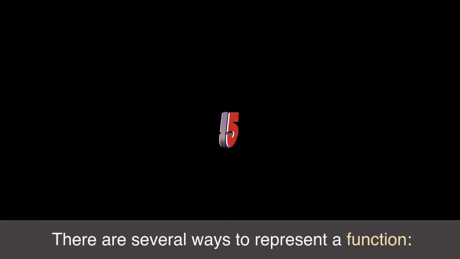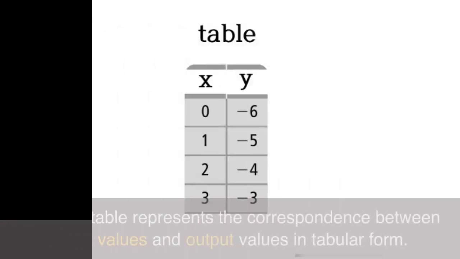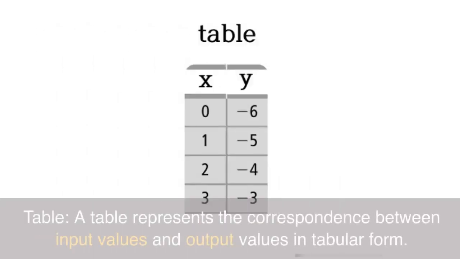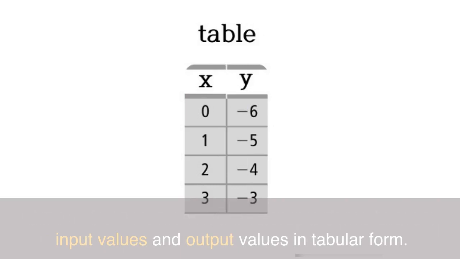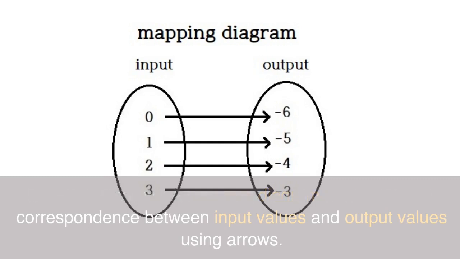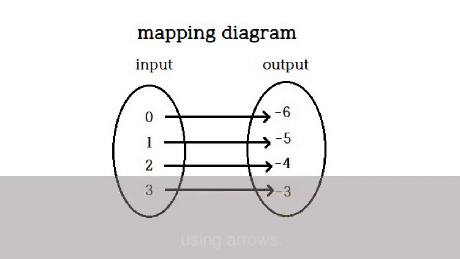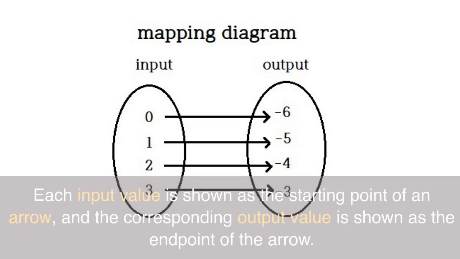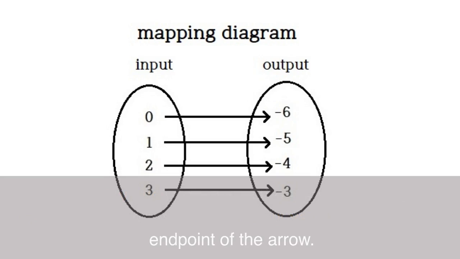There are several ways to represent a function. Table. A table represents the correspondence between input values and output values in tabular form. Mapping diagram. A mapping diagram represents the correspondence between input values and output values using arrows. Each input value is shown as the starting point of an arrow, and the corresponding output value is shown as the endpoint of the arrow.